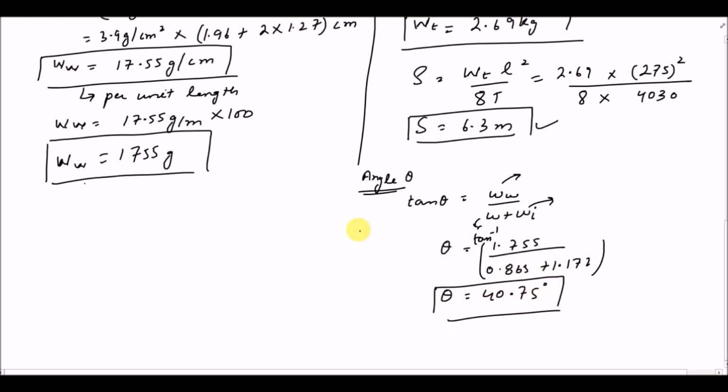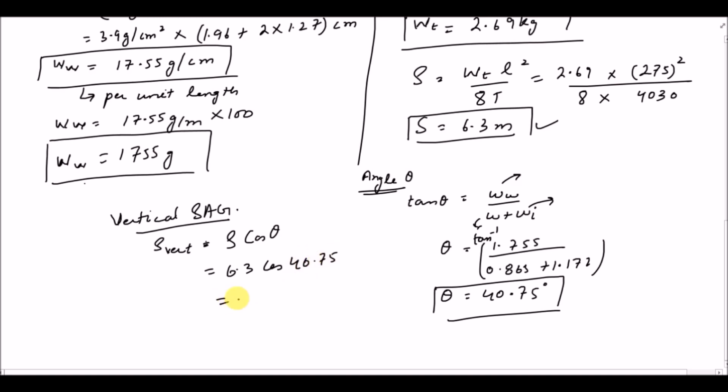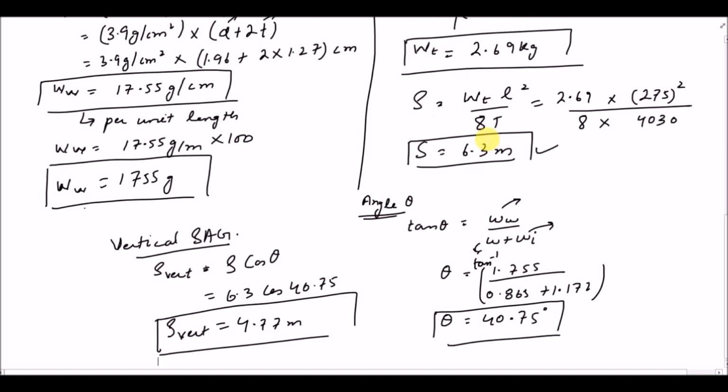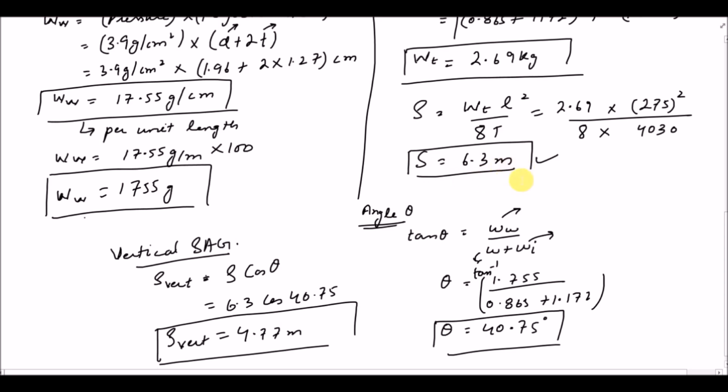And if you are also asked about the vertical sag, the formula is the sag calculated into cos theta. It is 6.3 cos 40.75, which is 4.77 meter. So the vertical sag is less than the actual sag, which is 6.3 meter.